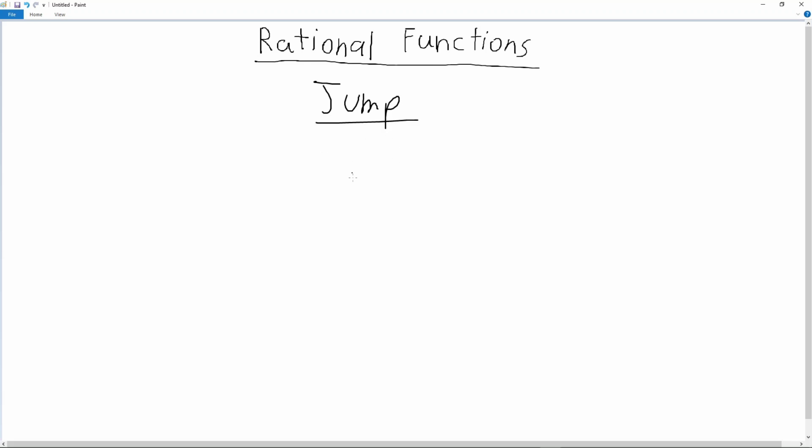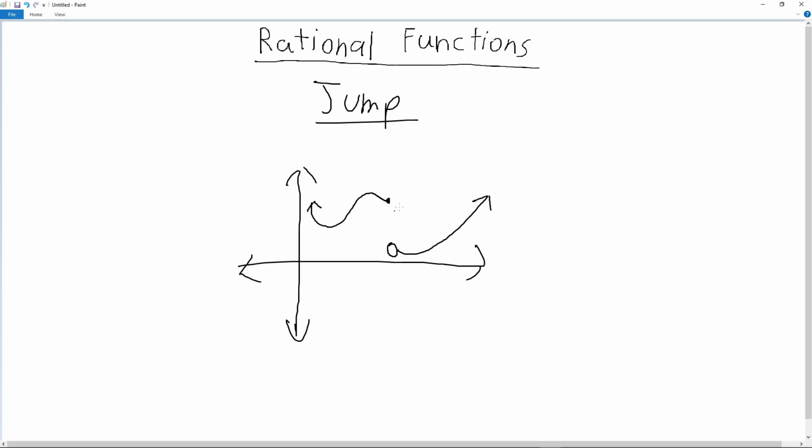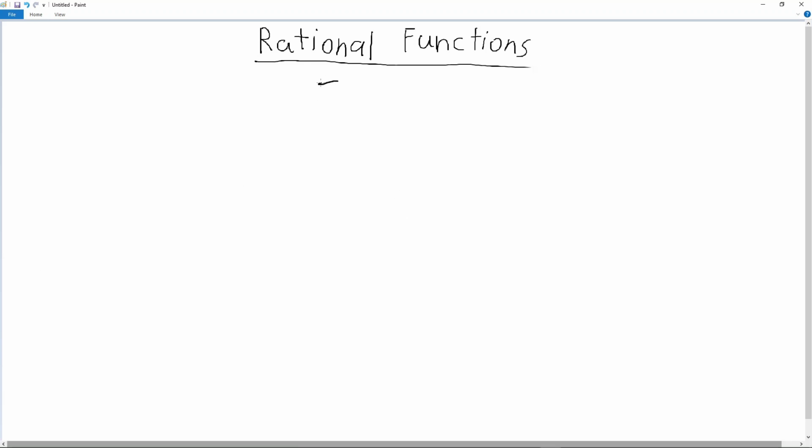Jump discontinuities are often found in piecewise functions. Piecewise functions look typically like this. It has a function like this. This can go on continuously, then it stops here, and then it starts down here, something like this. And as you can see, it jumps from this point to this point, and this is known as a jump discontinuity.